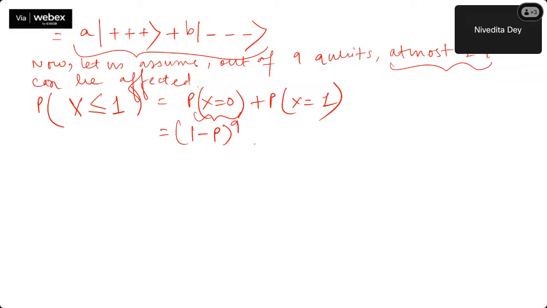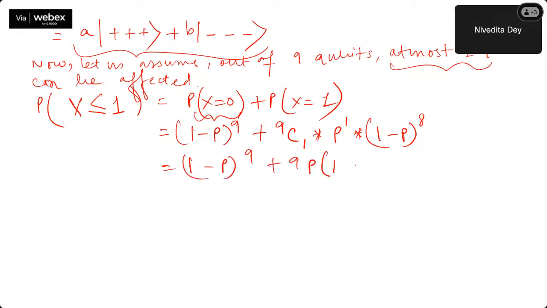So out of 9, it is (1 minus p) to the power 9 plus 9C1 into p to the power 1 into (1 minus p) to the power 9 minus 1, which is 8. So this is (1 minus p) to the power 9 plus 9p into (1 minus p) to the power 8. This is a binomial expansion. It will be something like 1 minus 9p plus 9 into (9 minus 1) by 2 into p square.